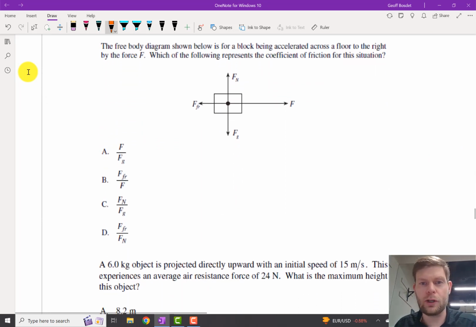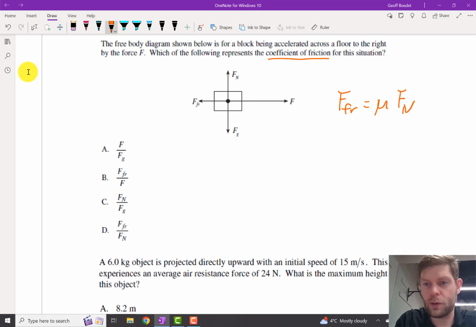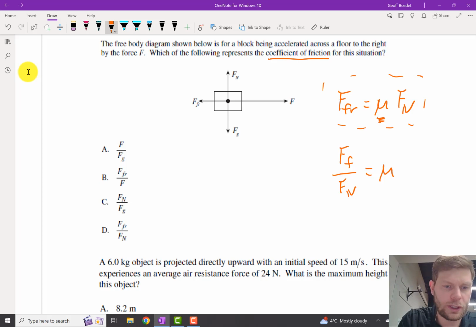Free body diagram shown below for a block being accelerated across the floor. We just want the formula for the coefficient of friction. We don't even need this diagram. I don't know why we're bothering, because force of friction is always just equal to mu Fn. If we rearrange that to solve for the coefficient, we would just have force of friction divided by Fn equals mu. This is on your formula sheet. We just rearranged it and went for that.